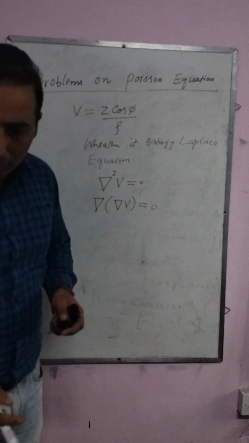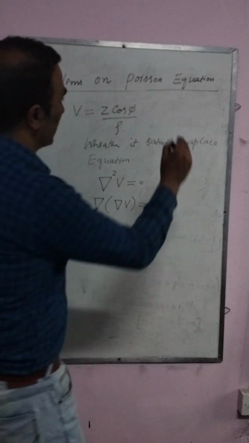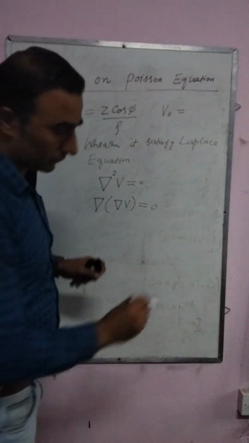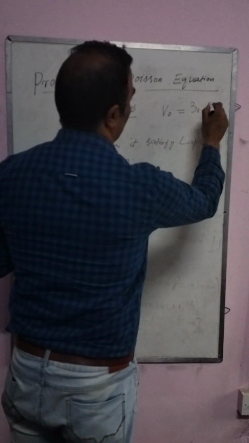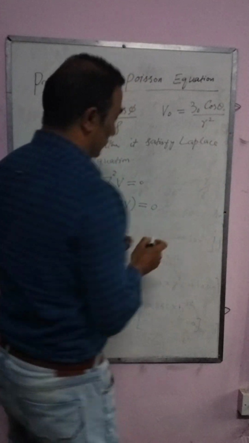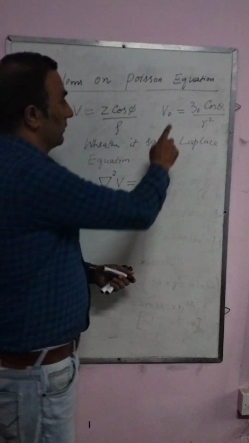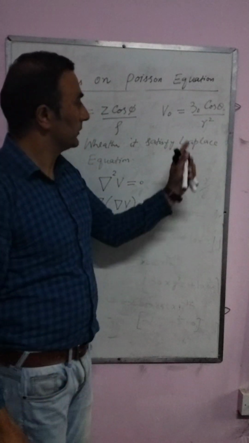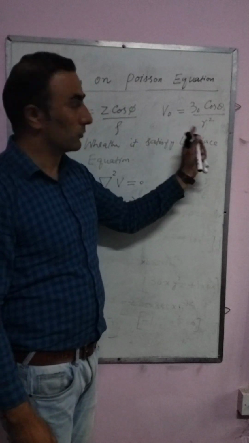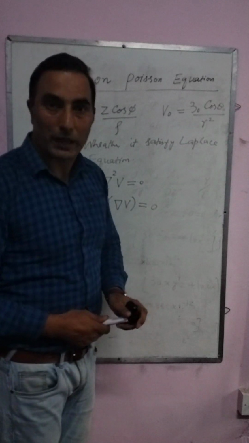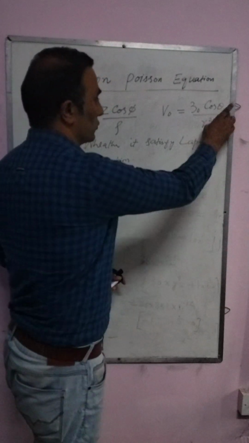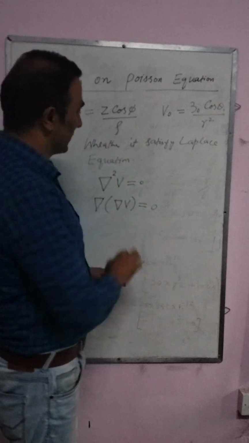There is one more example. Suppose V0 equals 30 cos theta divided by r square. Here you should know in which coordinate system the potential is given. It is given in spherical polar coordinates, right? Because it has theta and r, so phi is not there, but at least these two are.